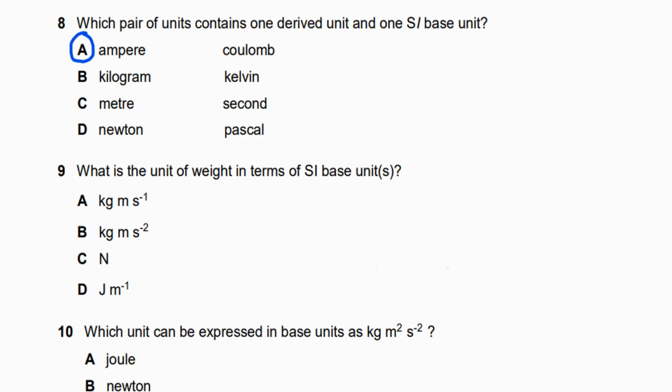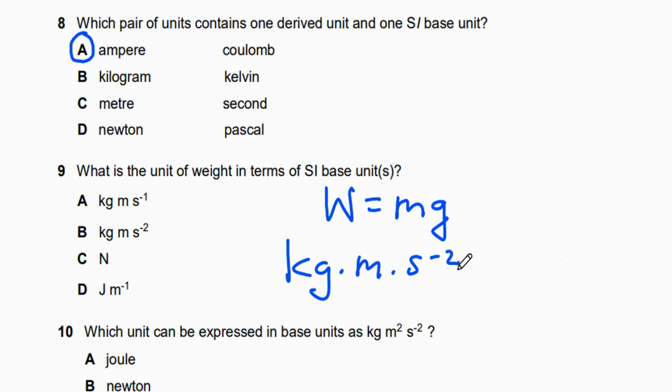Going to number 9, it says, what is the unit of weight in terms of SI base units? We can start with the equation for weight. The weight W is the mass times g, and g is the gravitational acceleration. Now, what are the SI base units? We know that mass is in kilograms and acceleration, gravitational acceleration, is in meters per second squared. So here the answer is B.